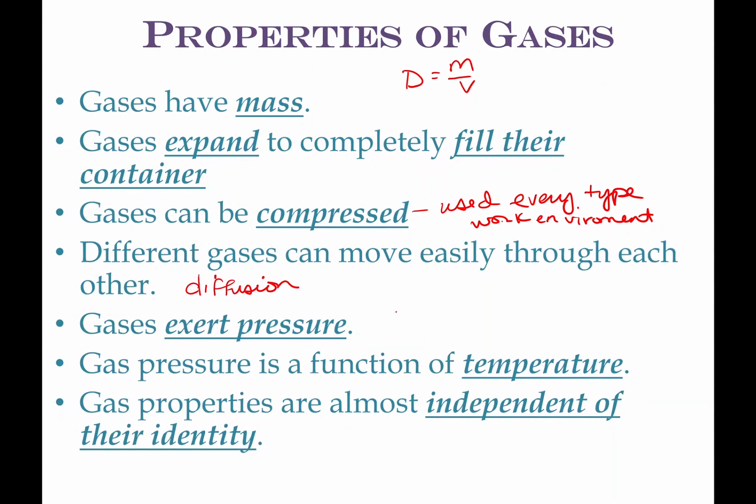Gases exert pressure. The gas particles hit the walls of the container, and pressure is force over area. So force over area is equal to pressure. This is where we have pounds per square inch, or PSI. Pounds is the force, and the area in square inches gives PSI. That's what we're used to in America. We're going to learn some other units that we use in science.